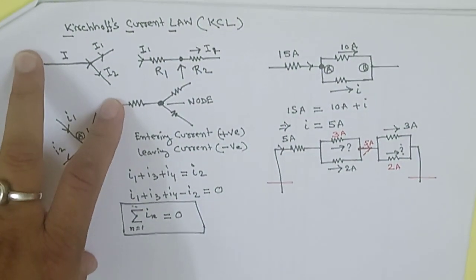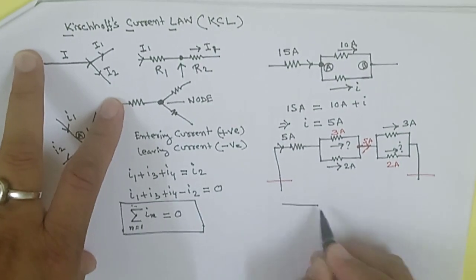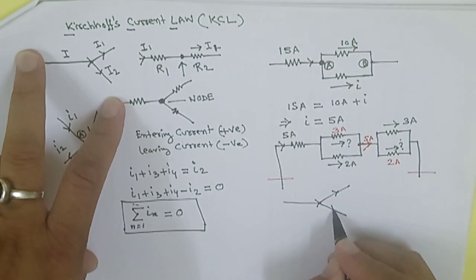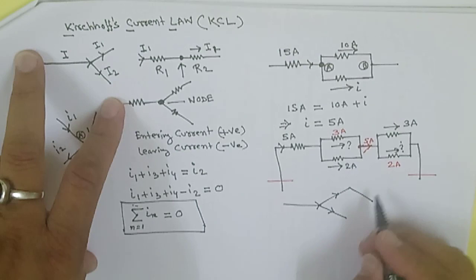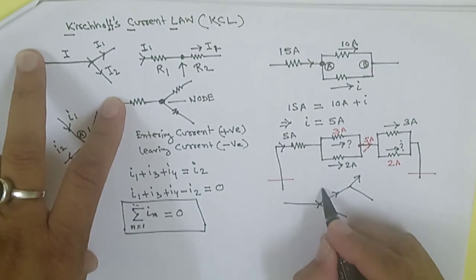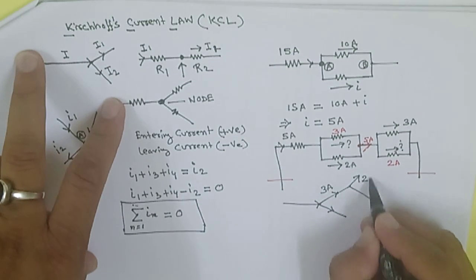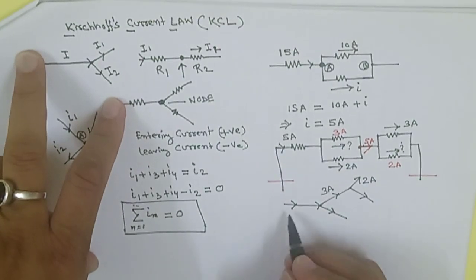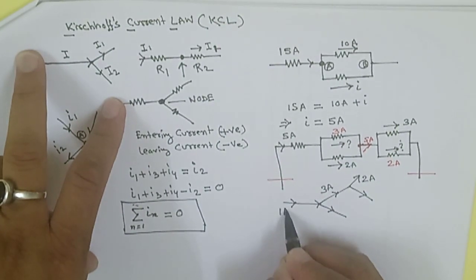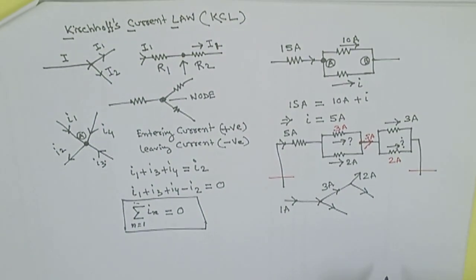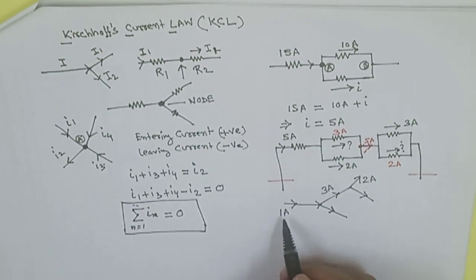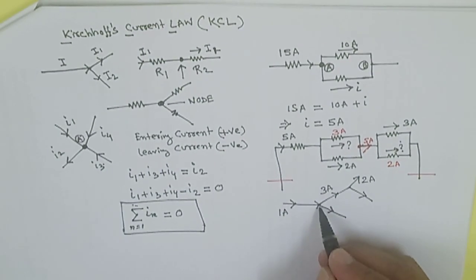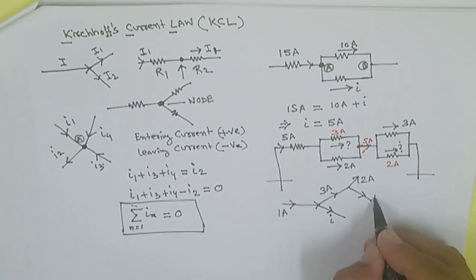Again we are going to solve another problem. Suppose this is a 3 ampere, this is a 2 ampere, and this one is a 1 ampere. Now here you will find a little bit of difficulty, because 1 ampere is entering, 1 ampere is entering here, but leaving is 3 ampere, and this is also leaving, this is also leaving.